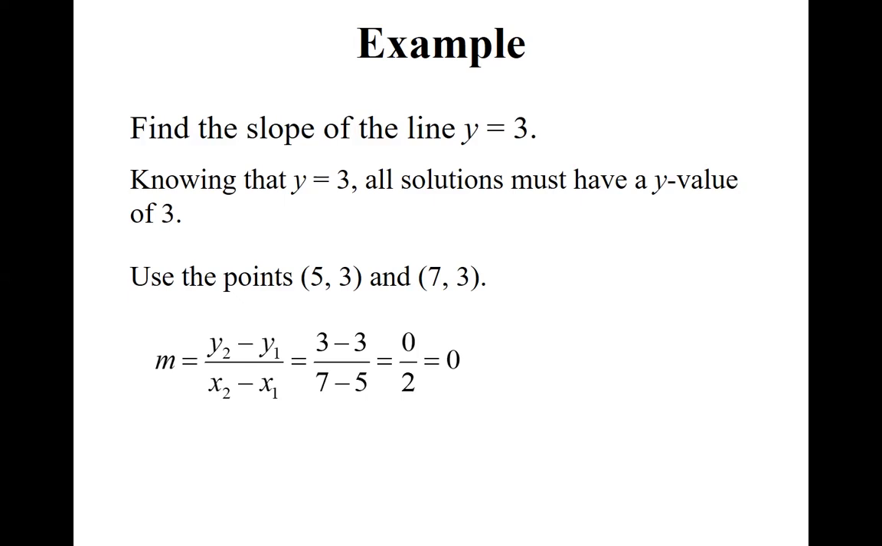This time, the interesting thing is not what happens on the bottom, it's what happens on the top. y2 minus y1 is 3 minus 3. We get 0 on the top, and 0 on the top equals 0. We say that there is 0 slope for the line y equals 3.